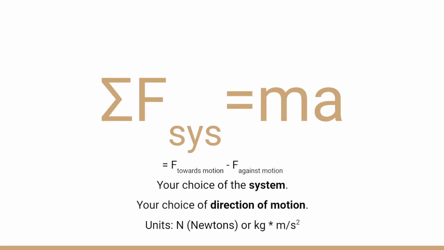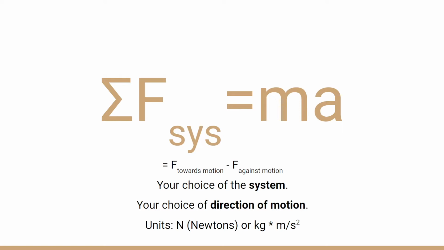If you're looking at a pulley with two attached masses, you can choose just the masses, each of them themselves, or you can choose the whole string, the whole pulley connecting both masses and treat that whole quantity as a system. When you change these parameters, you're just going to be modifying the M and the A accordingly. In addition, you're going to be the judge of how the motion is chosen to be.